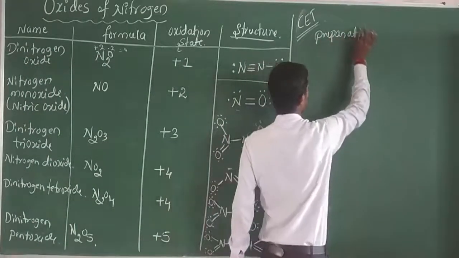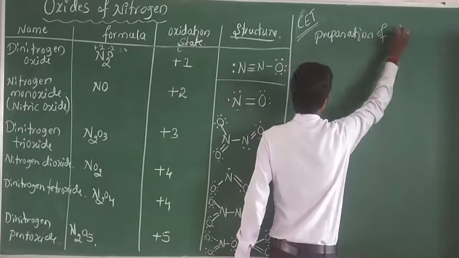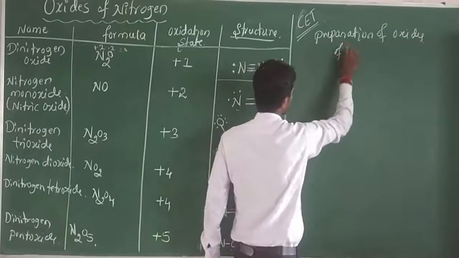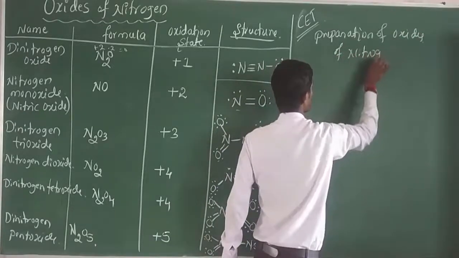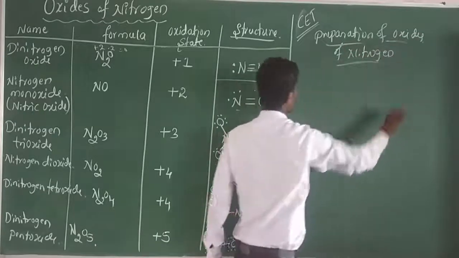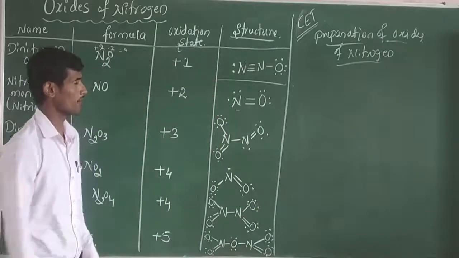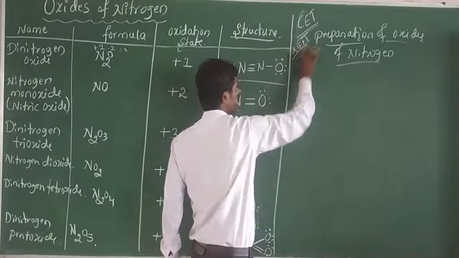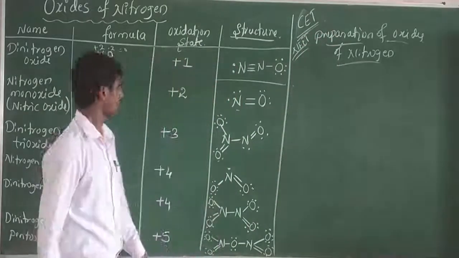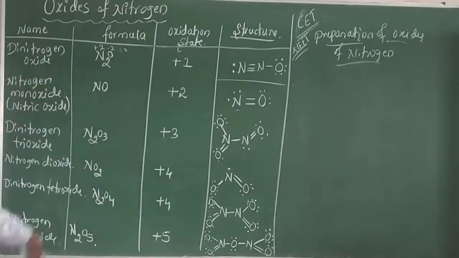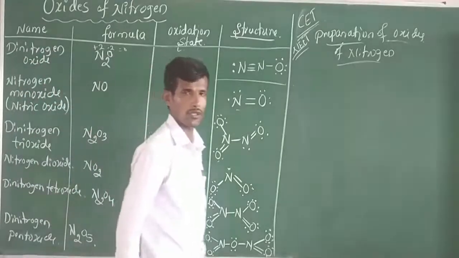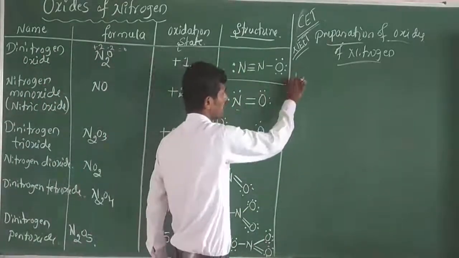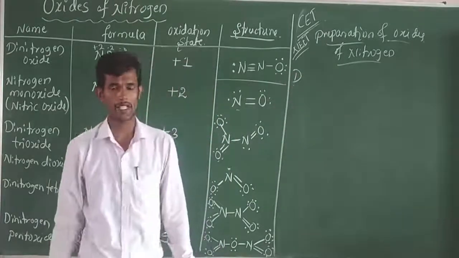Preparation of oxides of nitrogen. It is important for CET as well as NEET level examinations. Okay, which one is first here? N2O means dinitrogen oxide. Yes, I write the respective preparation reactions here.